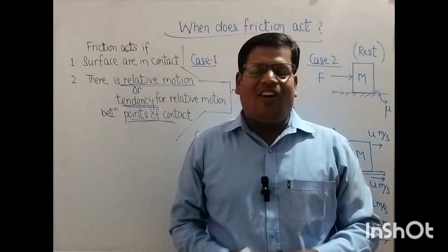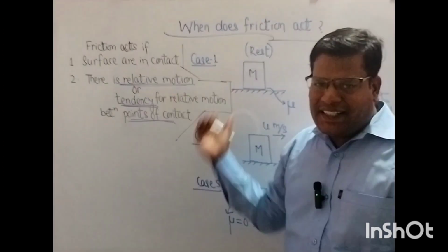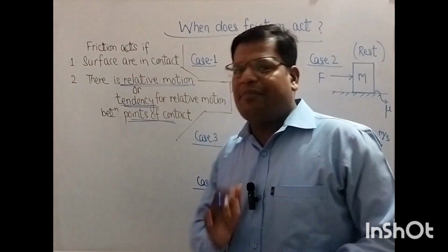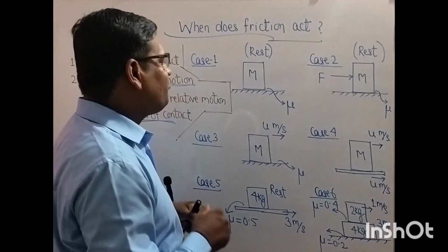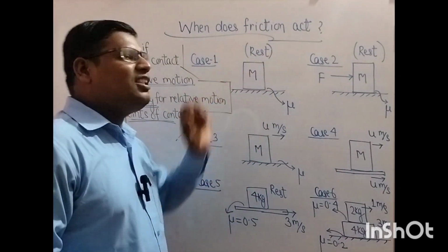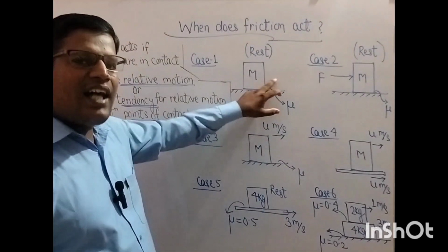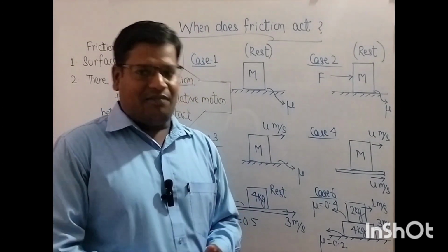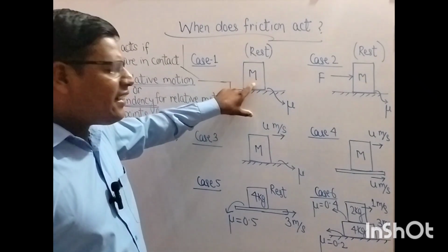Okay, so let's not think about rolling now, and let's continue with these 6 cases which I have shown here. I will try to apply these points one by one. Case 1. Here you see in case 1, you have a block on the ground, the ground is at rest and the body is also at rest. The friction coefficient between them is mu. That means the surfaces are rough. So will there be friction acting here?